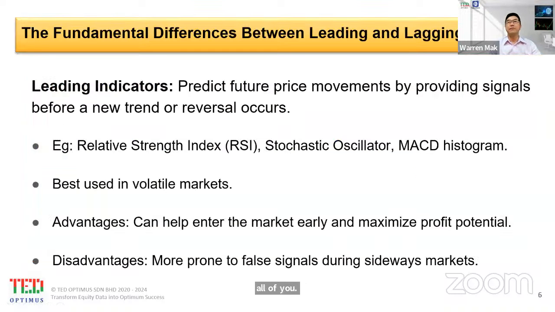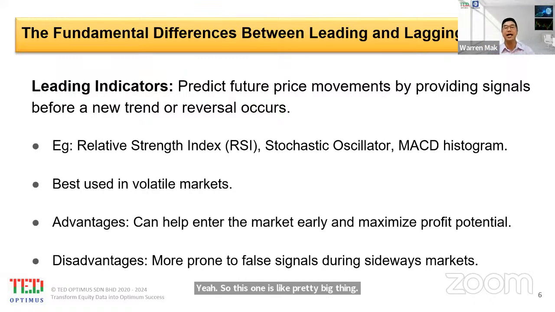So first of all, we talk about what are the fundamental differences. A lot of people know indicators, but they may not know that certain indicators are categorized under leading, and some are under lagging. Leading indicators predict future price movements by providing signals before a new trend or reversal occurs. So this one is like predicting the movement. Prediction is the key here.